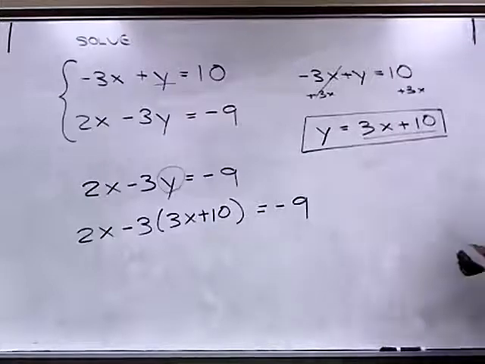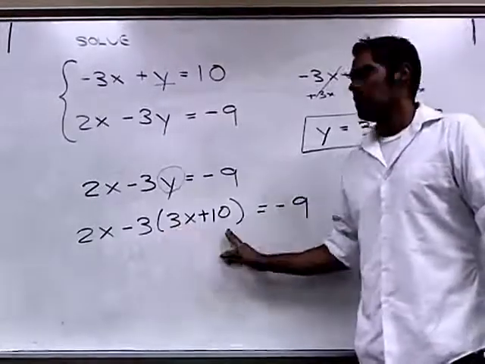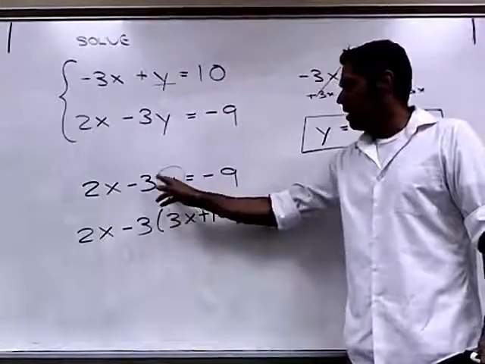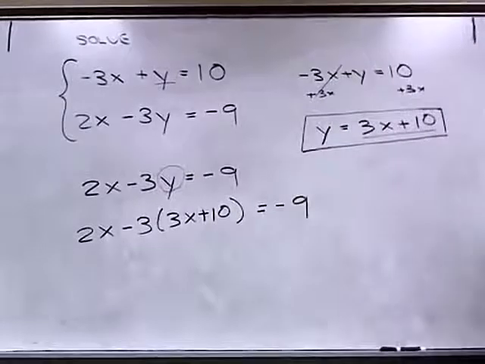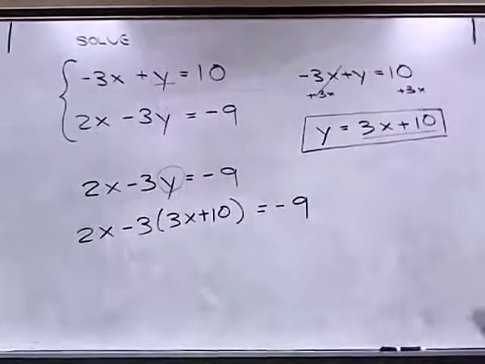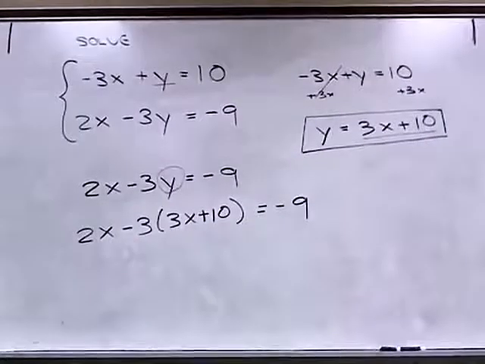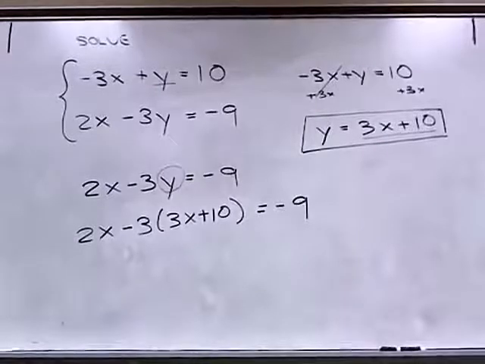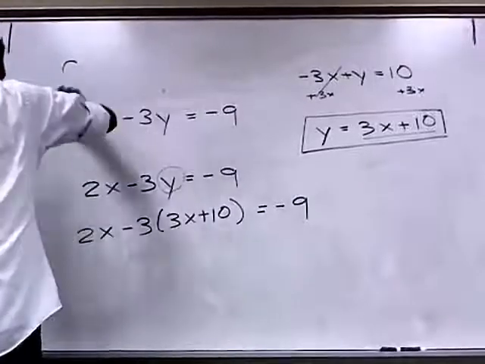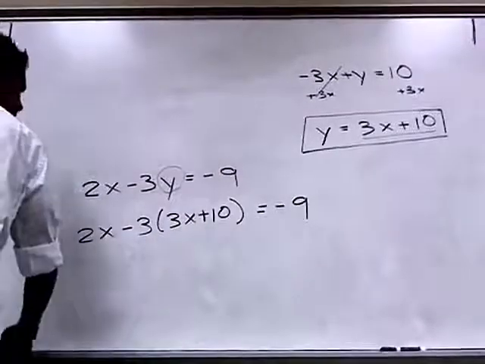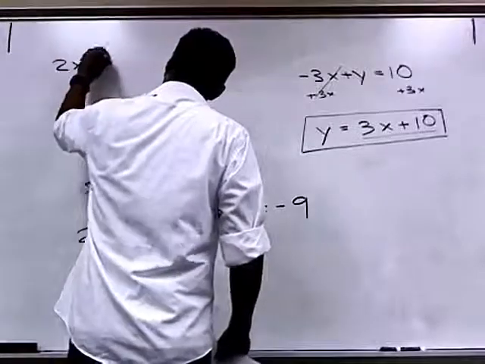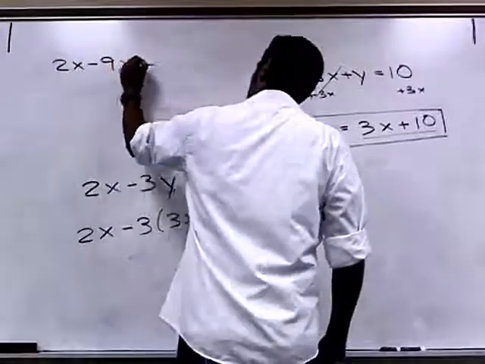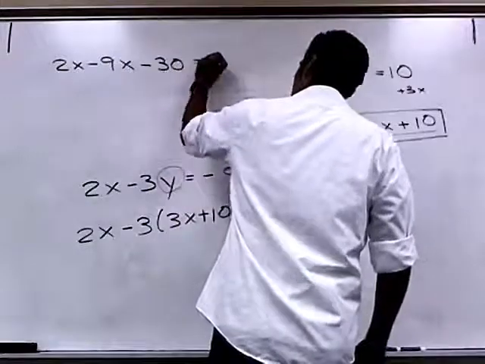Also notice the use of parentheses, right? That negative 3 is in front of y, so it multiplies times whatever y is. So if y is 2 things, then negative 3 must distribute through. So let's go ahead and distribute that through. My next line should read 2x minus 9x minus 30 equals negative 9.